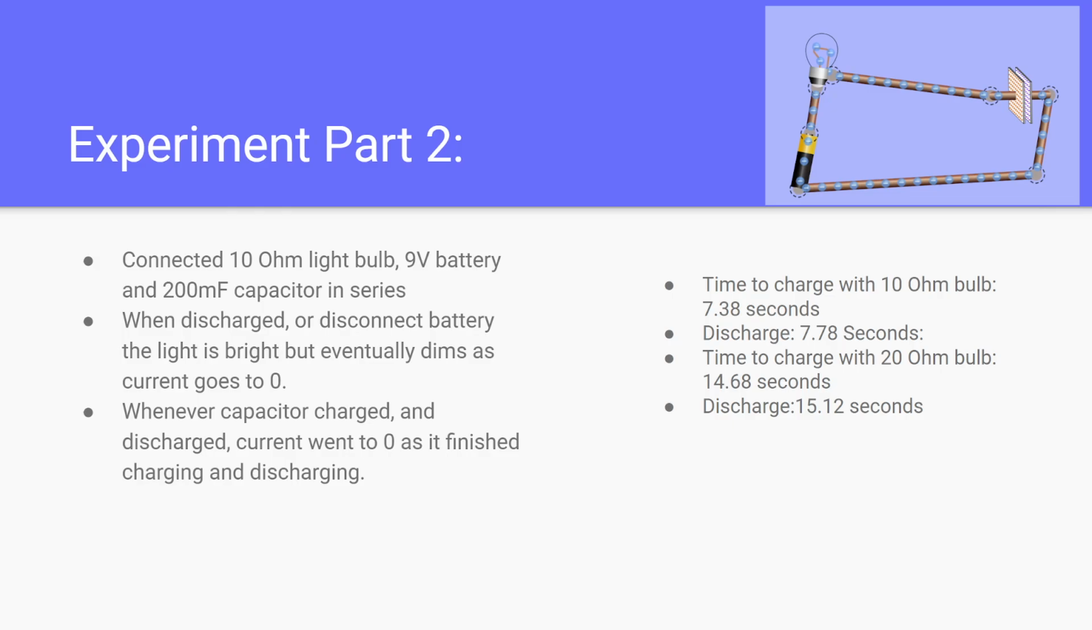The time to charge a capacitor with a 10 ohm bulb is 7.38 seconds. Time to discharge is 7.78 seconds. Time to charge with a 20 ohm light bulb is 14.68 seconds, and to discharge is 15.12 seconds.